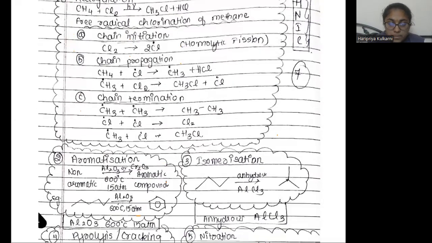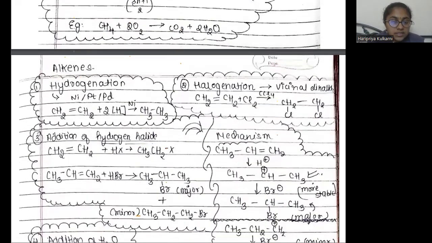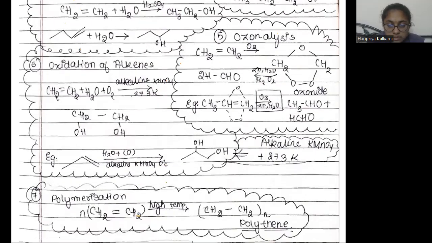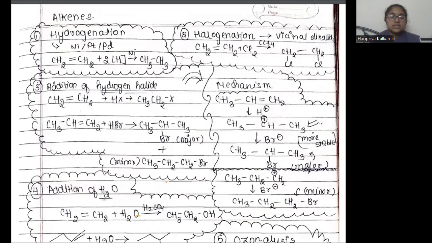So coming to alkenes now. For alkenes, how many processes do we have? Again 7. First is hydrogenation, that is addition of hydrogen, again in the presence of nickel, platinum or palladium. So CH2 double bond CH2 plus 2 moles of hydrogen atom, in the presence of nickel or platinum or palladium, you will get CH3 CH3, that is alkane.